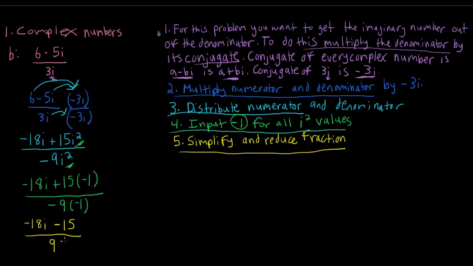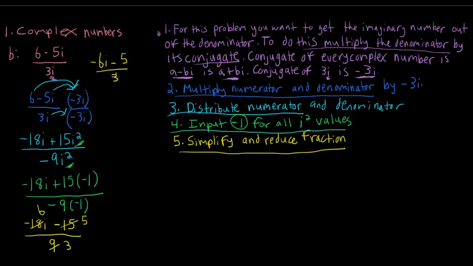And here we can actually simplify this fraction. A common factor for 9, 15, negative 15, and negative 18 is 3. 3 goes into 9 3 times. 3 goes into negative 15 5 times. 3 goes into negative 18 6 times. So we can rewrite this up here as negative 6i minus 5 over 3.